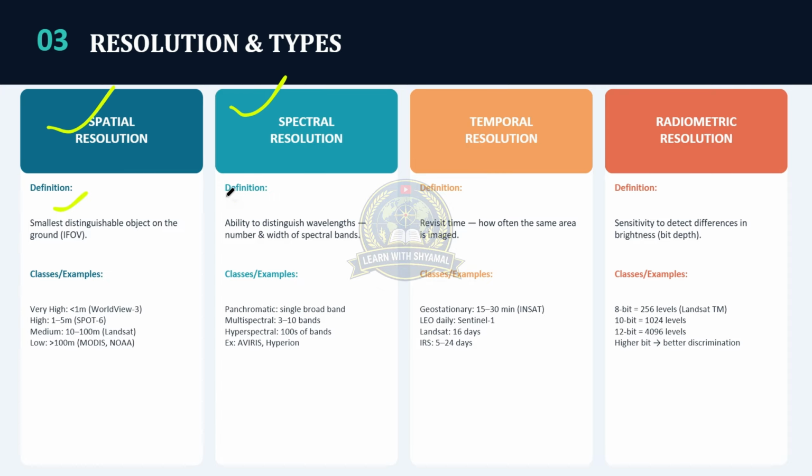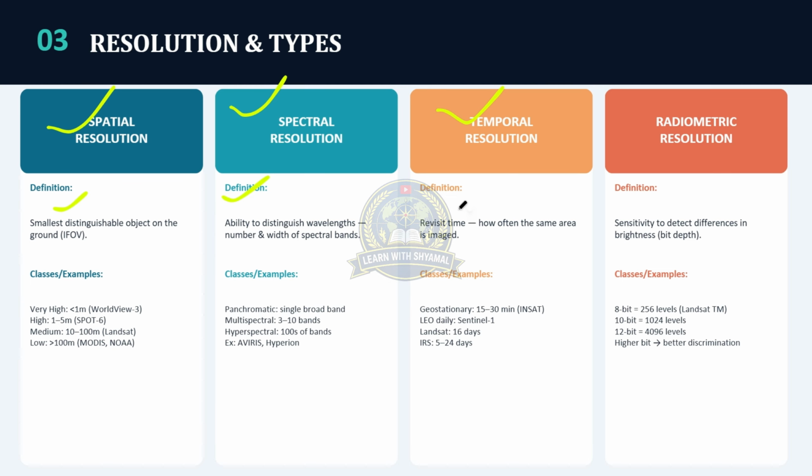Spectral resolution definition: the ability to distinguish wavelengths, the number and widths of spectral bands. Classes and examples: panchromatic, single broadband; multispectral, 3 to 10 bands; hyperspectral, hundreds plus of bands. Examples: AVIRIS and Hyperion.